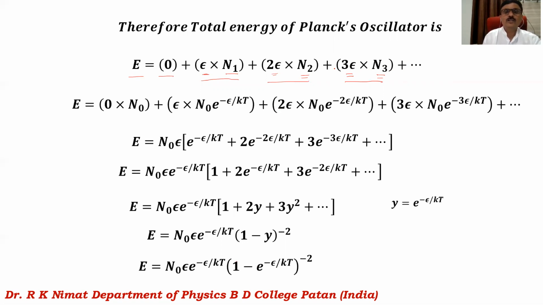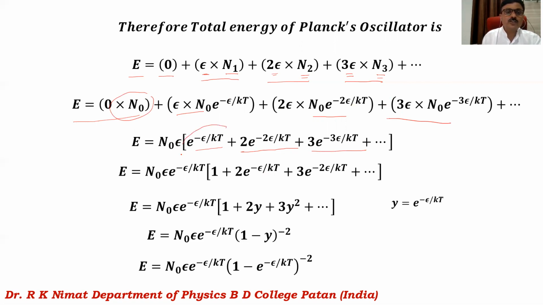And if you put the values of n1, n2, n3, which you have derived earlier, then you will get E equal to: the first term will be 0, then ε into the value of n1 as n0 e^(-ε/kT), plus 2ε into the value of n2 as n0 e^(-2ε/kT), and so on. If you take n0 ε as common, you will get the remaining terms in the bracket as e^(-ε/kT) + 2e^(-2ε/kT) + 3e^(-3ε/kT), and so on.